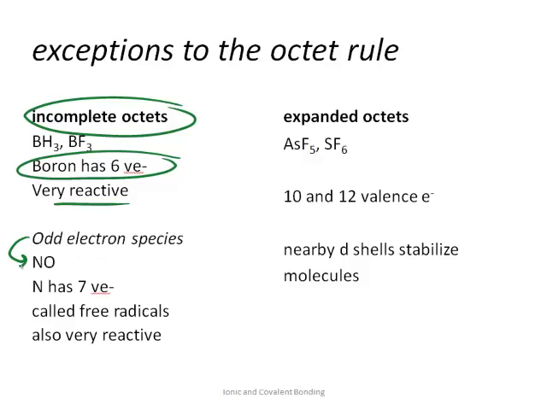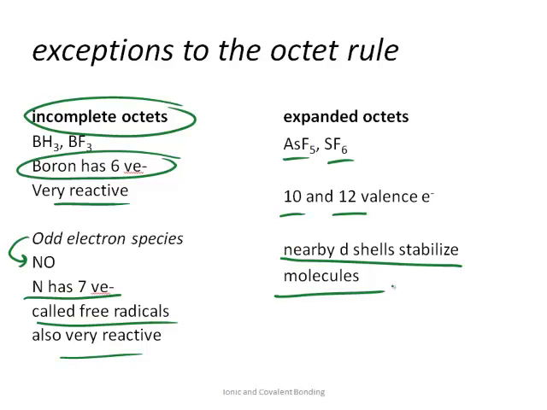You can also have odd electron species such as nitrogen monoxide. And nitrogen in this case has 7 valence electrons. These are called free radicals, and these are of course very reactive. Sulfur, again, can have expanded octets. So can arsenic. It's typical to see 10 and 12 valence electrons, as in those two examples. And what happens is, as we'll see when we talk about hybridization, the nearby d orbitals that are just slightly higher in energy from the 3p orbitals come down and stabilize those extra electrons.